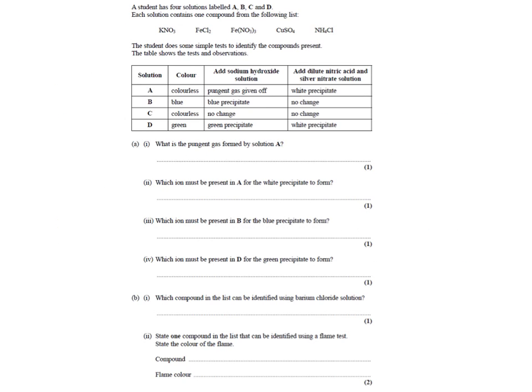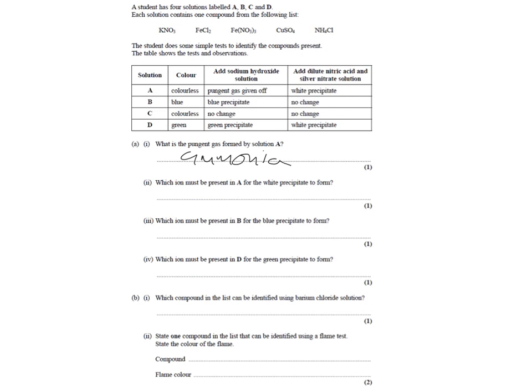So onwards, and here is our identification question. We've been given 5 possible compounds, and we have 4 solutions, which these obviously could be. So we've got to work out essentially which one is which. Now, solution A, you add sodium hydroxide to it and a pungent gas is given off. So pungent, very smelly, and the only pungent gas you've really come across is ammonia.